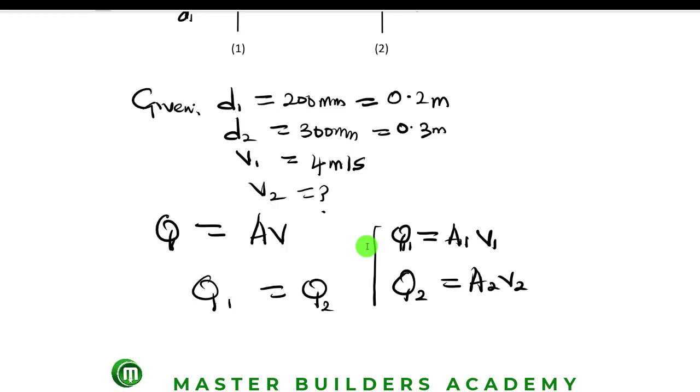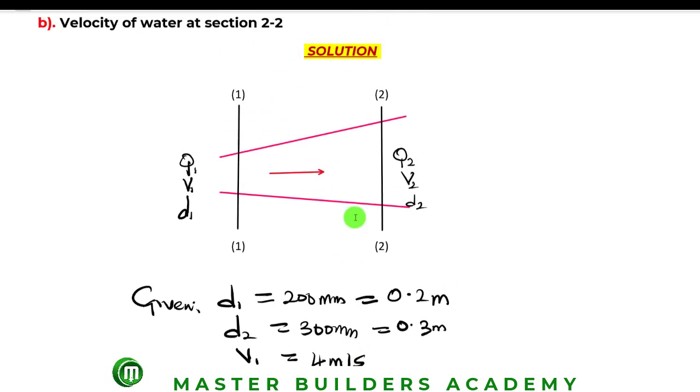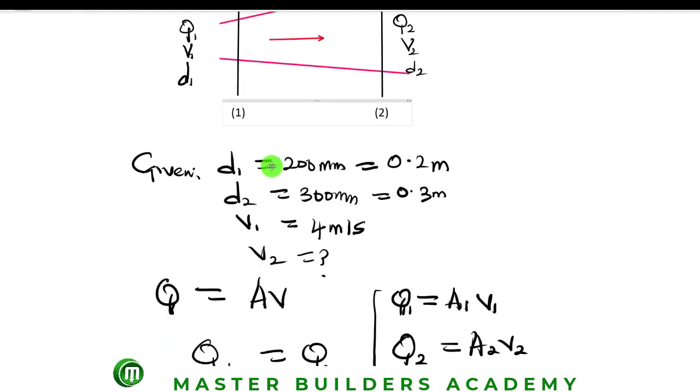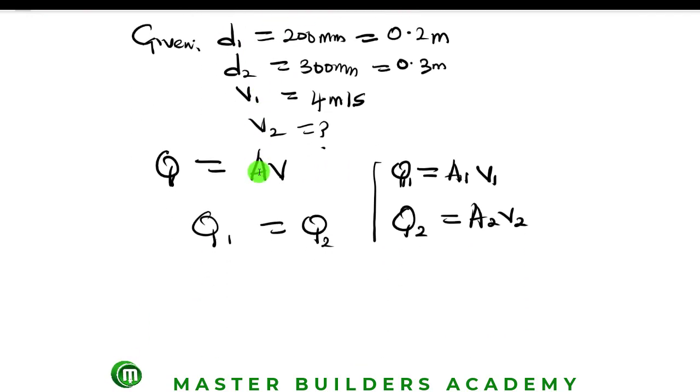So what are we going to do here now? We are asked to find two things: the discharge through the pipe and then the velocity of the water at section 2. So the first thing we'll do is, since we are given the diameter at each section, find the area at each section. So we'll start with area 1. Now, being that this pipe is circular in nature and we are given diameter, we are going to use the area of a circle.